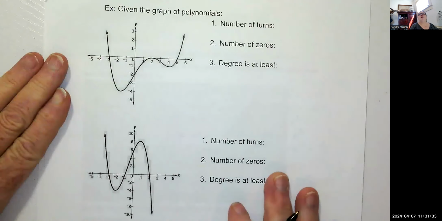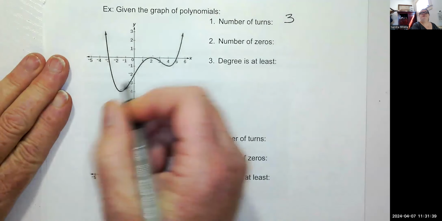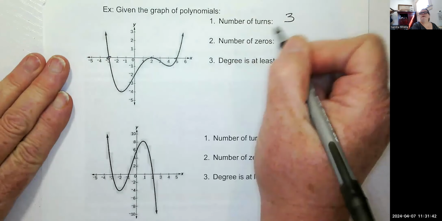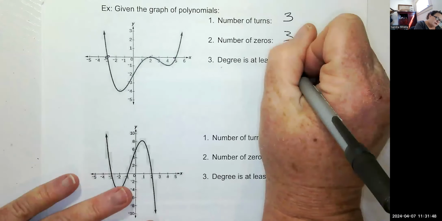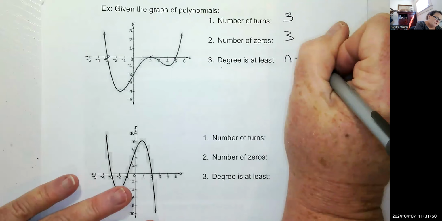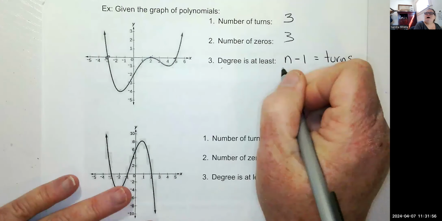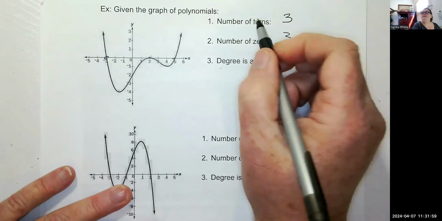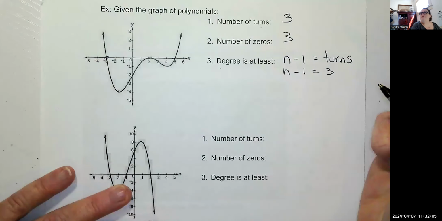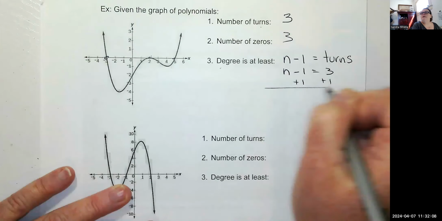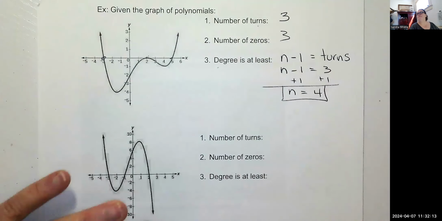All right, let's go back to this one. Given the graph of a polynomial, what's the number of turns? 1, 2, 3. Number of zeros is 1, 2, 3. And the degree is at least, ooh, we're going backwards here. If we know that n minus 1, which is degree minus 1, is equal to our turns, then I can solve for my degree. So n minus 1 is equal to 3. Solving for n, I just need to add 1 to both sides, and n is equal to 4. That is my degree, at least 4.